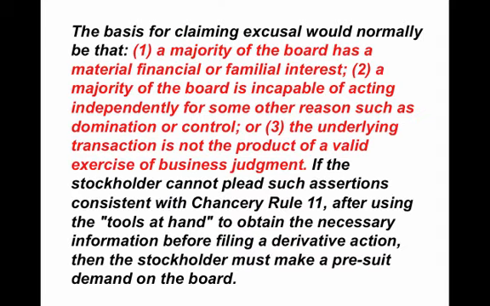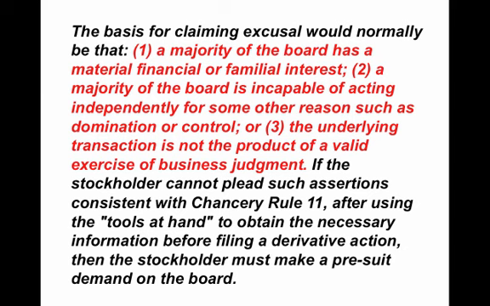As the Grimes court put it, one ground for alleging with particularity that demand would be futile, another way of saying would be excused, is that a reasonable doubt exists that the board is capable of making an independent decision to assert the claim if demand were made. The basis for claiming excusal would normally be that, 1. A majority of the board has a material, financial, or familial interest in the decision that's being complained about, so a duty of loyalty problem.